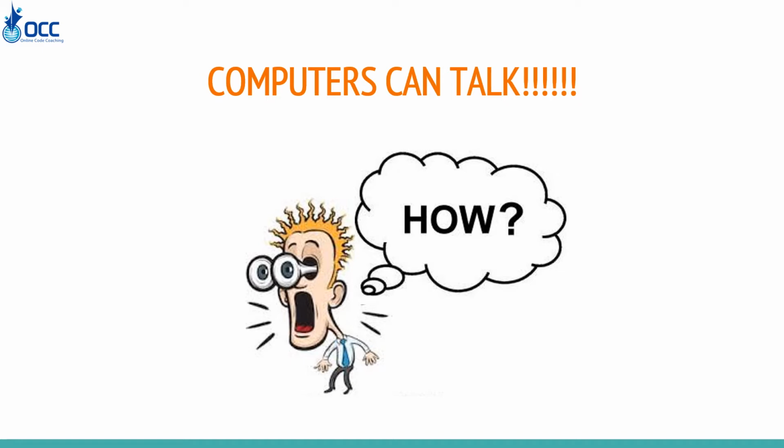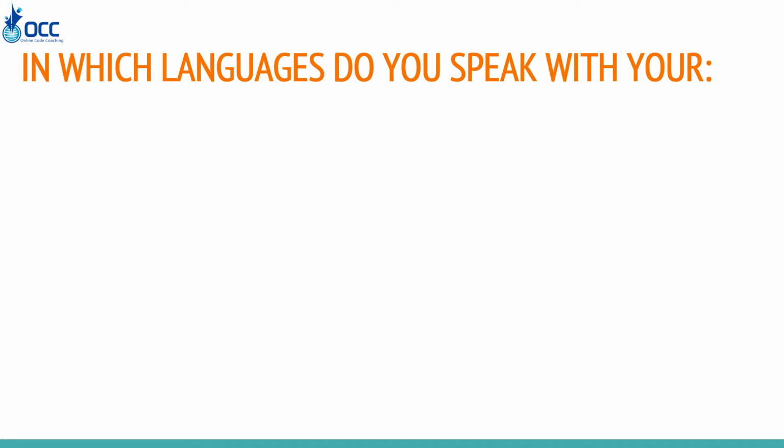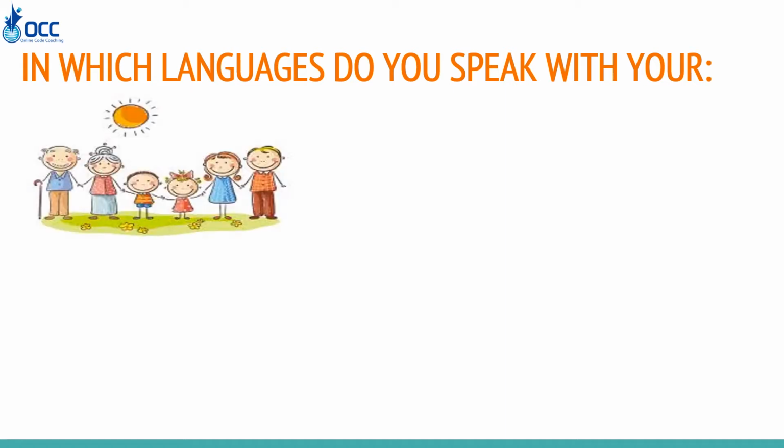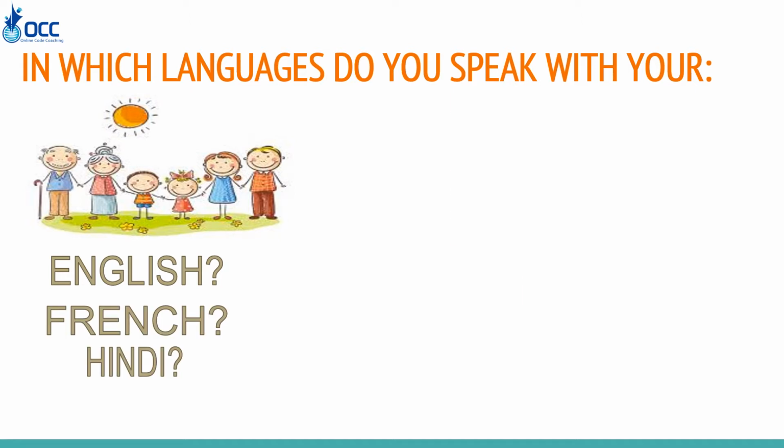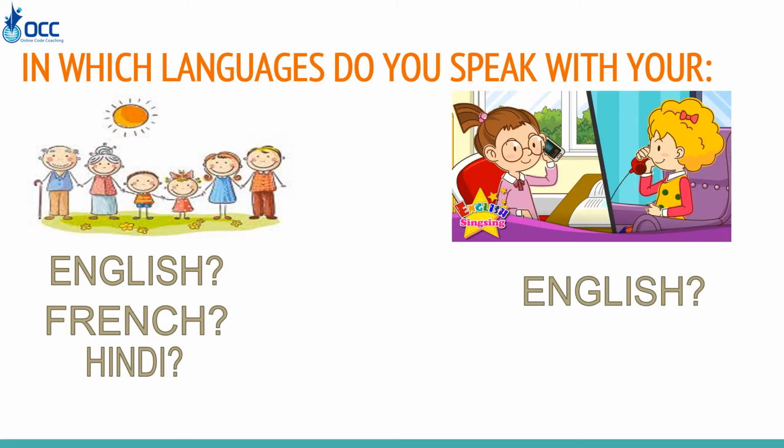Computers are non-living beings. They are not supposed to talk like human beings. But there's a catch here. I can tell you how computers can talk. But before we start that, let's do a quick exercise. Just figure out three languages that you talk to with your parents. Probably you're talking in English, French, or Hindi, and with your friends, probably in English. That means there is a common communication between you and your friends and your family members so that whatever you say, whatever you convey has been understood by them.